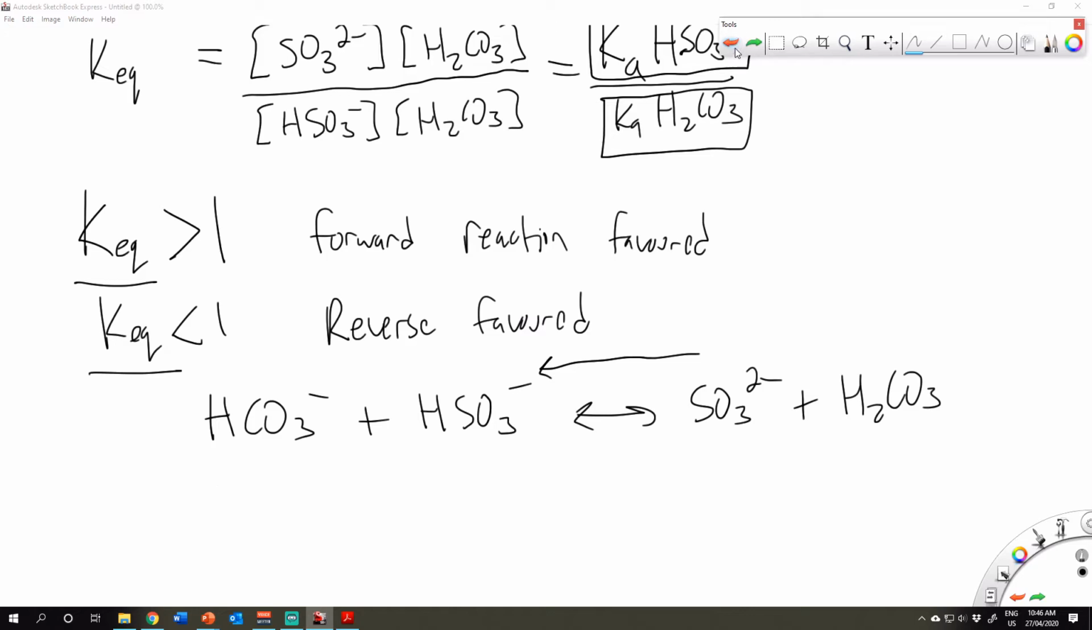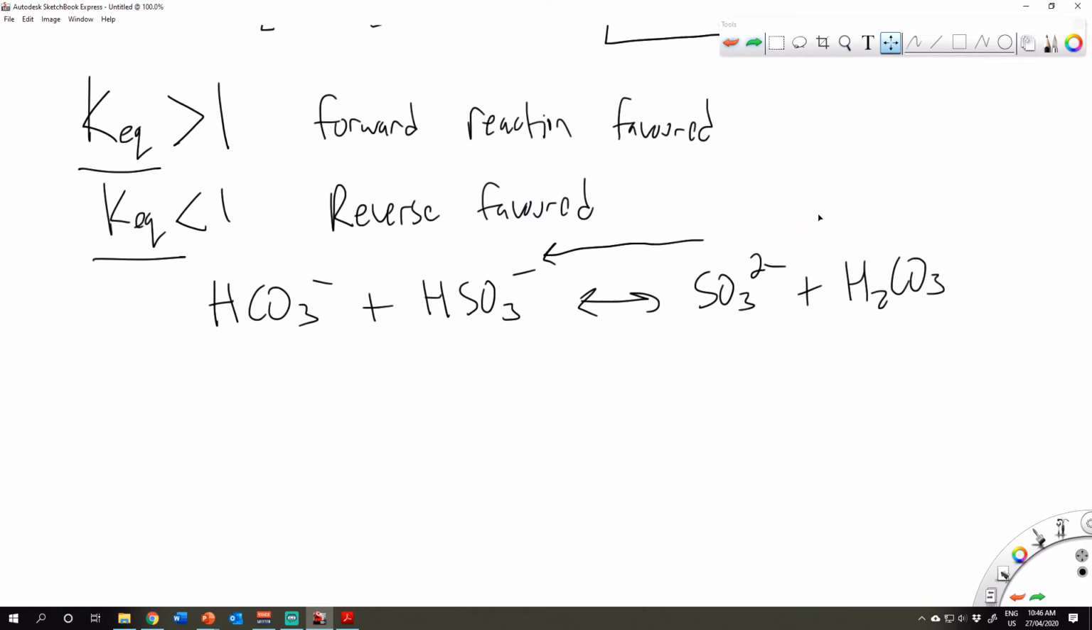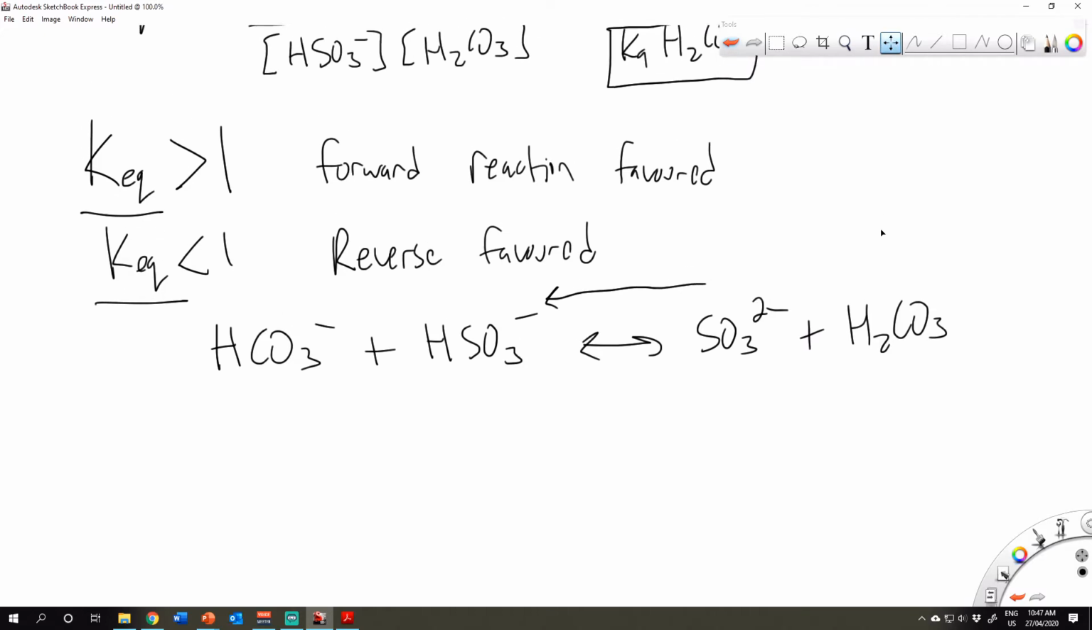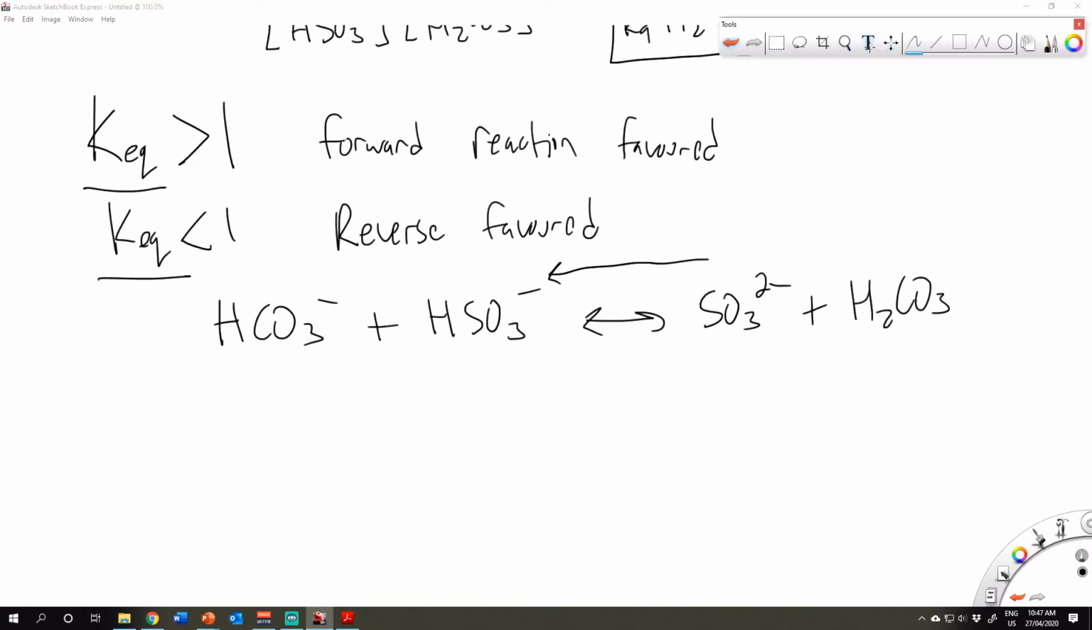And what's even greater about this, even more amusing from a mathematical perspective and kind of helpful, is you don't even need to calculate anything to come up with whether KEQ is going to be greater than or less than 1.